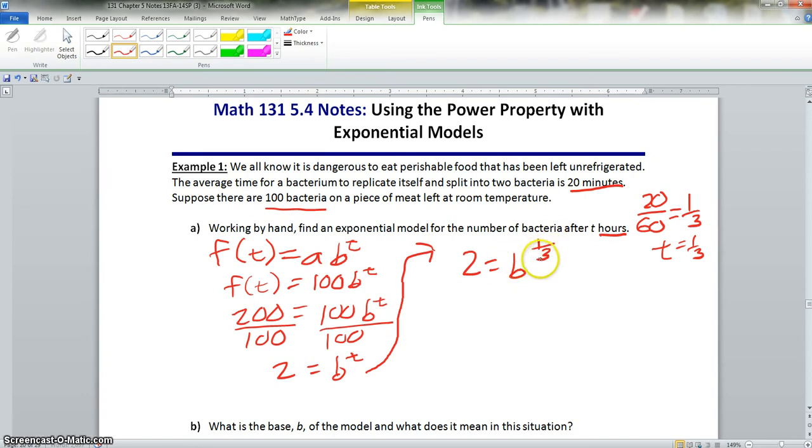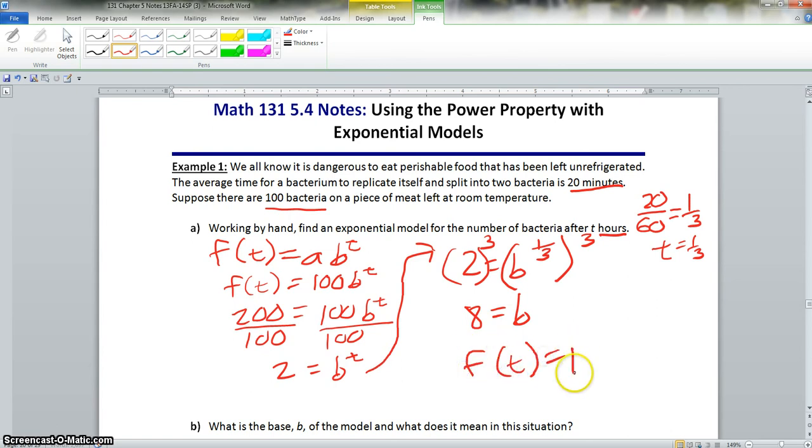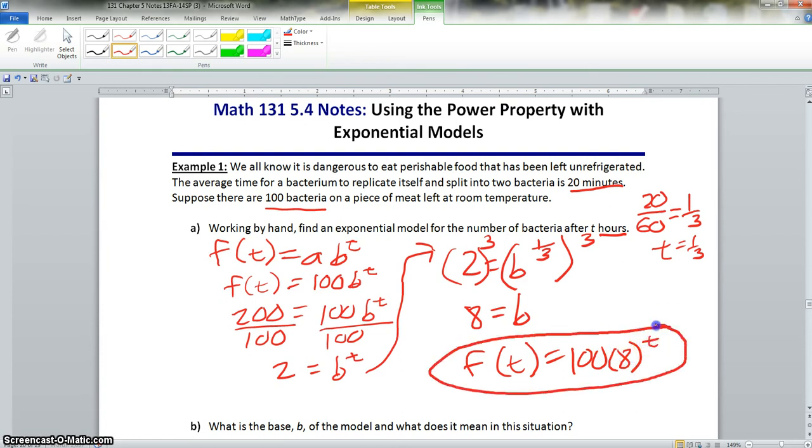Now, we need to get rid of this 1/3, and we do that by taking each side to the reciprocal of this power. So we'll take each side to the third power. Now, 2 to the third power is 8, which is equal to b. So our final answer is f of t is equal to 100 times 8 to the t power. And that is our formula.